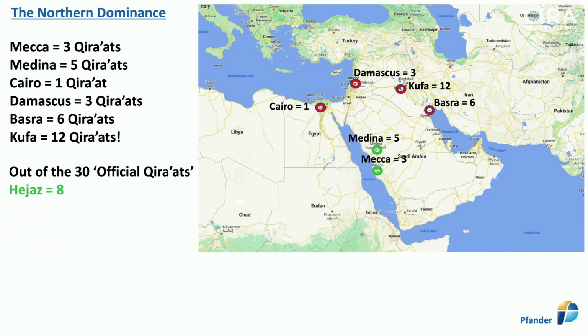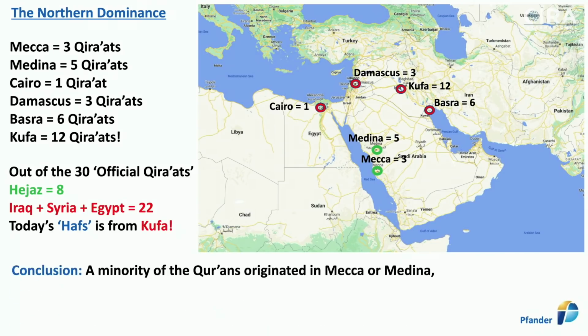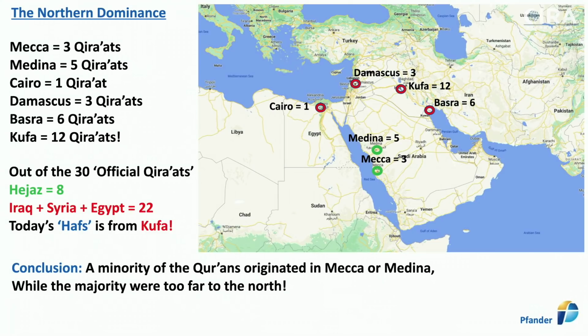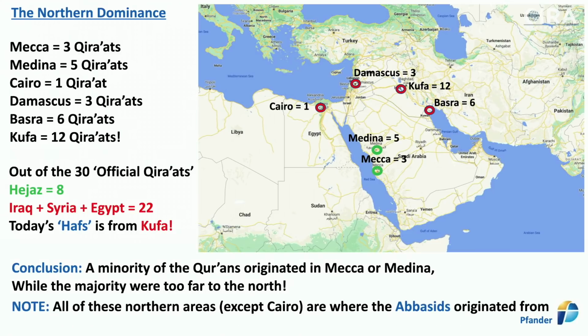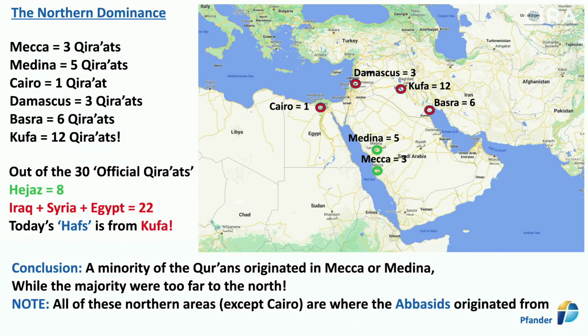More than that, let's just look at all of the 30 qira'ats, 8 of them from the Hijaz, 22 of them are from what we know as Iraq and Syria. Today's Hafs is also from Kufa, which is Iraq. The conclusion: a minority of the Qurans originated in Mecca and Medina, while the majority were too far to the north. All of these northern areas, except Cairo, are where the Abbasids originated.